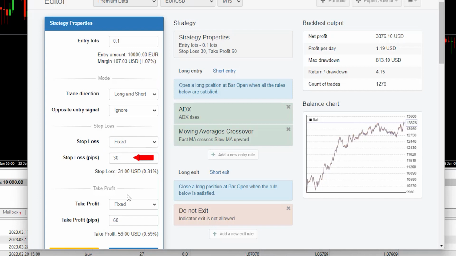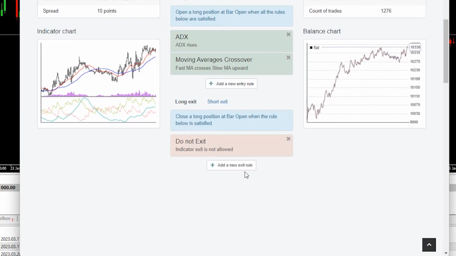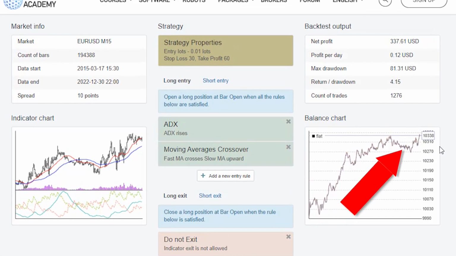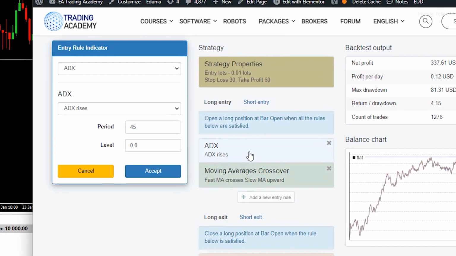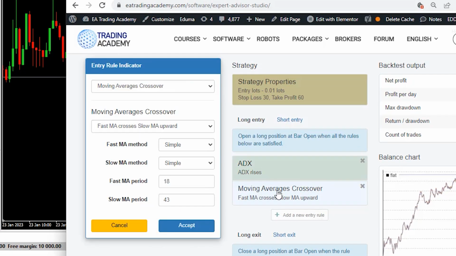So stop loss of 30 pips, take profit of 60. And one more time, if you're trading a small account of 100 or 200 euro, you should lower the lot size to 0.01. It will remain the very same strategy with the balance chart, just the result will be lower as a value at the end. We have the ADX with period of 45, and we have moving averages, fast one period of 18 and slow one period of 42.